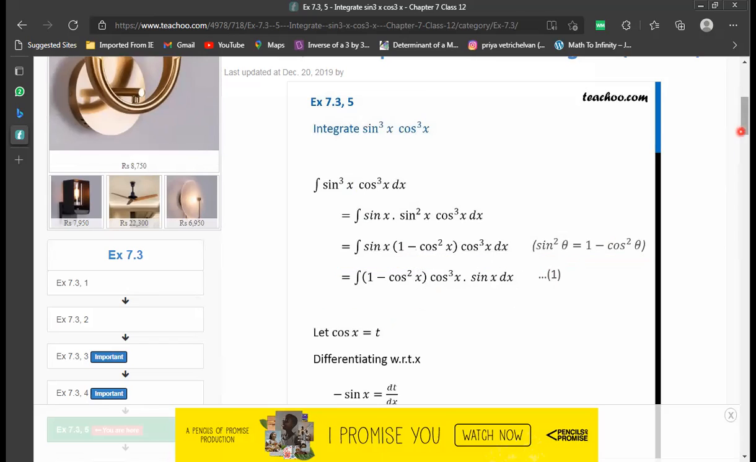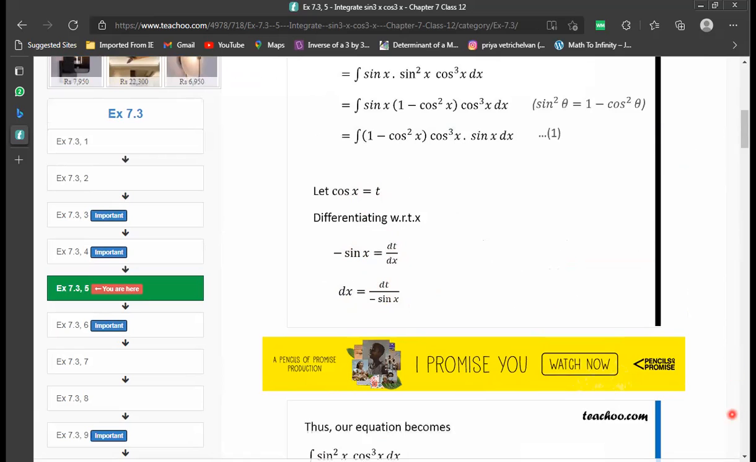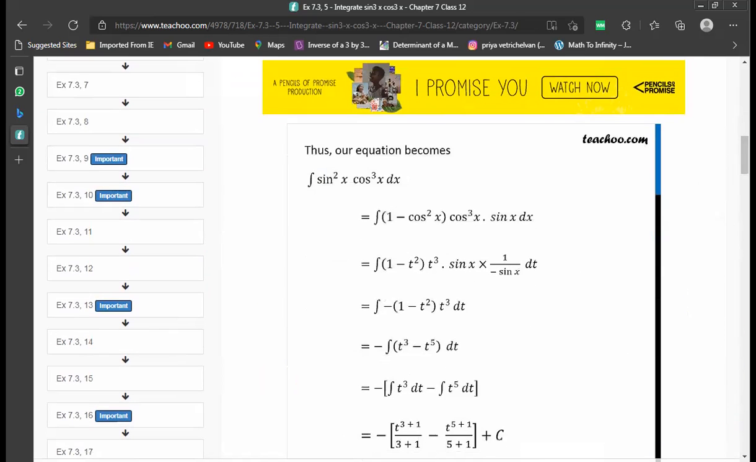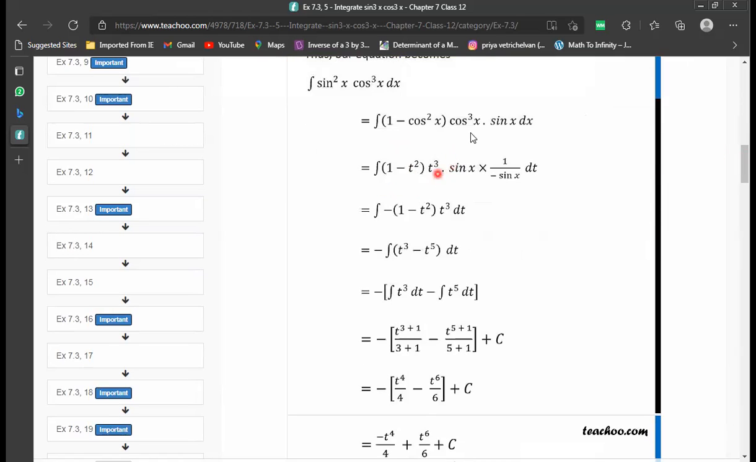Assume cos x as t. Differentiation of cos x will give you negative sin x. Differentiation of t with respect to x is dt by dx. Take the dx to the other side and sin x to this side. dx is equal to dt upon negative sin x. So just change your question in terms of t. 1 minus t square into t cube because cos x is t. So cos square x is t square and cos cube x is t cube. And sin x dx. Just write sin x as sin x itself. And what is dx? It's dt by minus sin x.